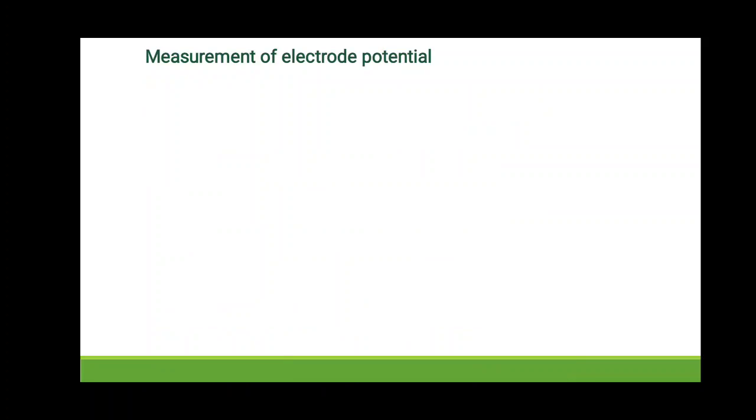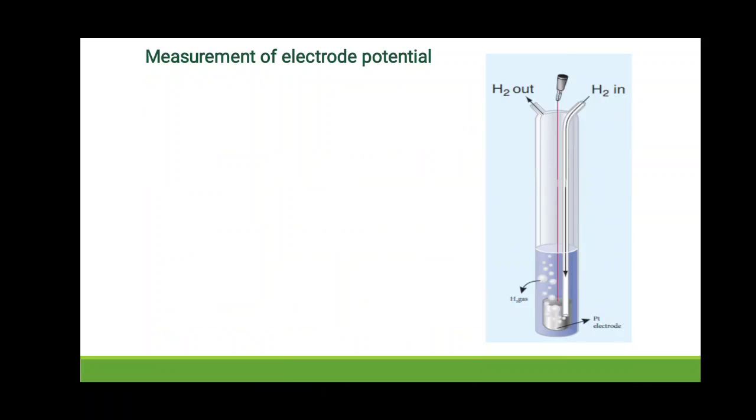How to measure electrode potential? Just look at the diagram. It is the standard hydrogen electrode. Hydrogen gas in and hydrogen gas out.